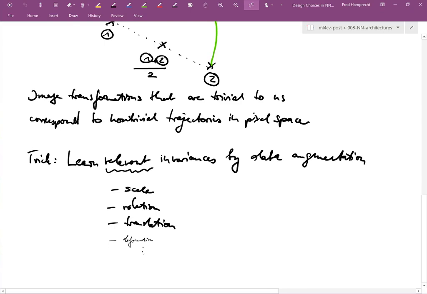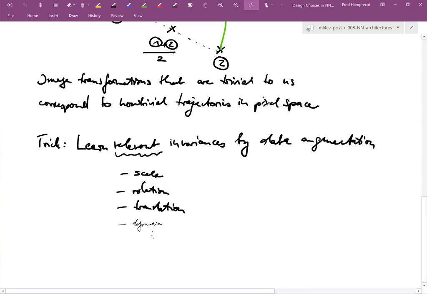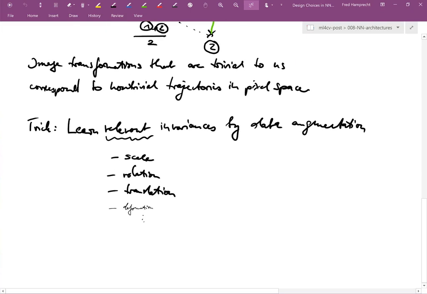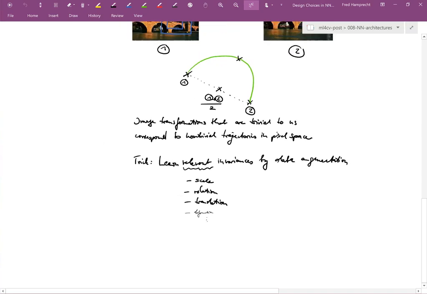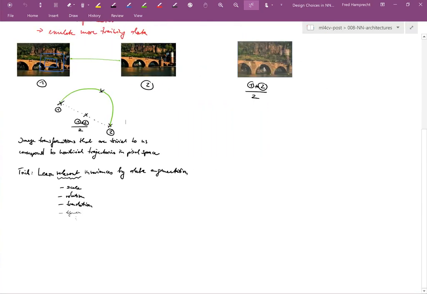And we can do the same for scale, we can do the same for translation, or we can do the same for images that have been elastically deformed. Sometimes it makes sense to mirror images, to mirror them left-right, and so on. And all of this is called data augmentation, just a poor man's way to augment the amount of training data.